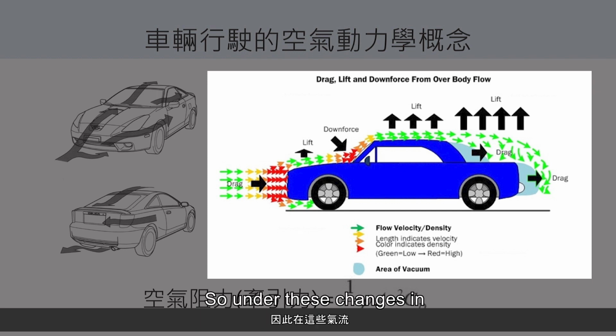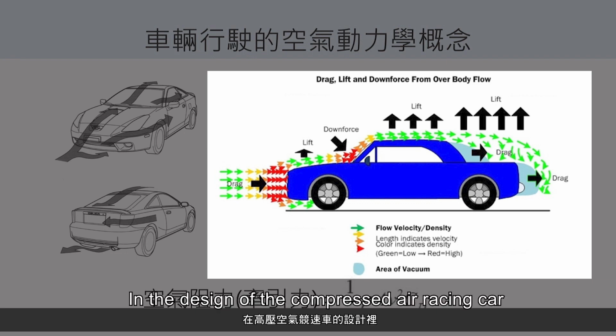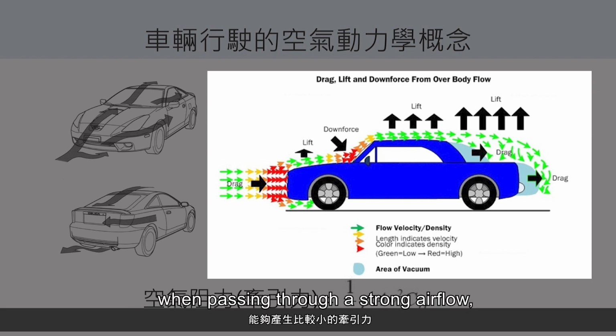So under these changes in airflow and pressure on the car's side, lift force will be created at the hood, and there will be downforce at the car's front and windshield areas. The roof part of the car has lift force and the rear part of the car has an even greater lift force. These forces will have some positive and negative effects on the stability of the car. In the design of the compressed air racing car, we want the vehicle to produce less traction when passing through a strong airflow, that is, the red area.